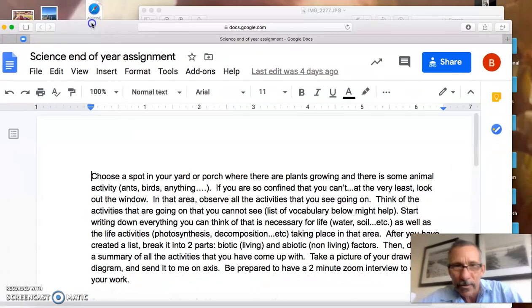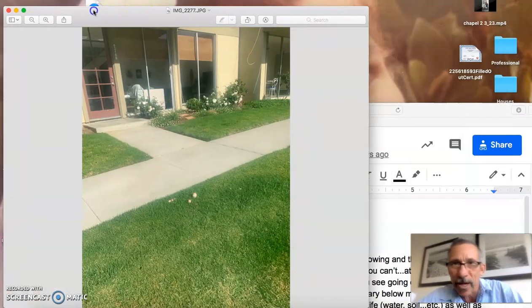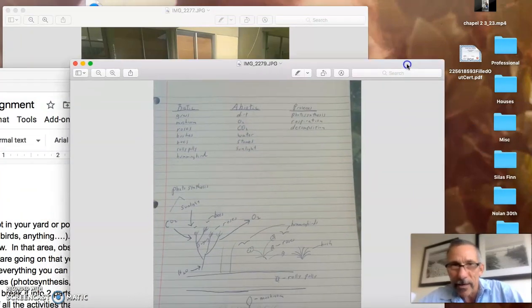All right. So start down by writing. I took the picture, which is a great addition to this, but write down everything you can think of that is necessary for life in that area: water, soil, etc. So what I did is I just made a little document. See if I can pull that up real quick. And everything in that area.